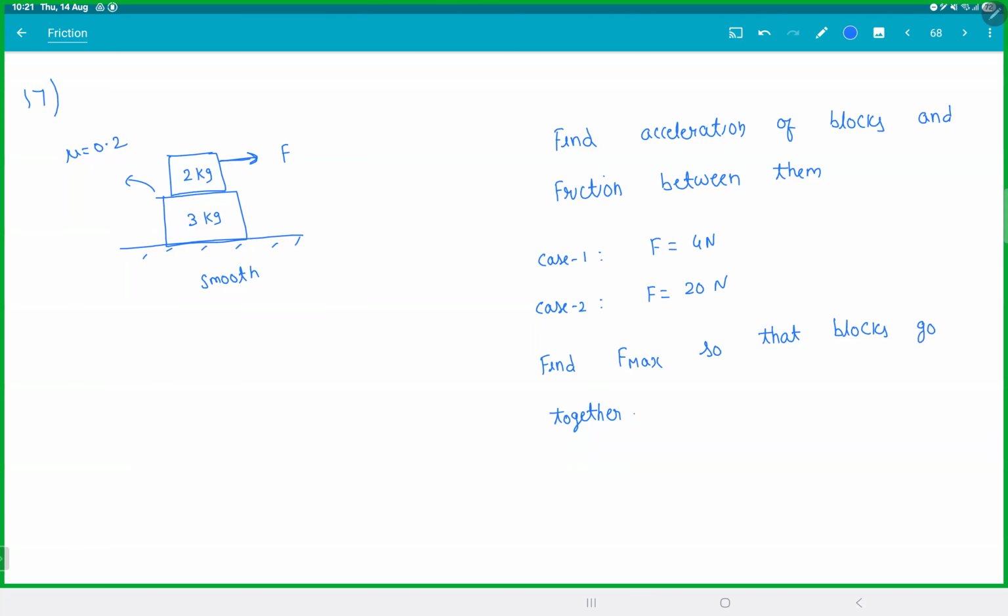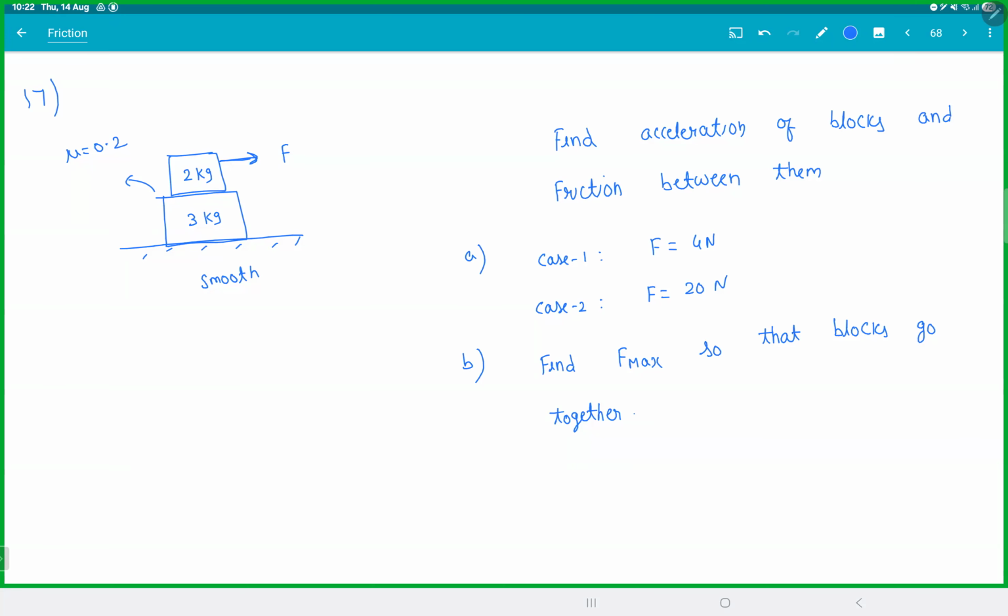Anyone else? 8 and 4 by 3. What are you finding, Ray? I'm asking you maximum force. What did you even find? This is another question. Find the maximum force so that the blocks go together. Arya, what did you find?